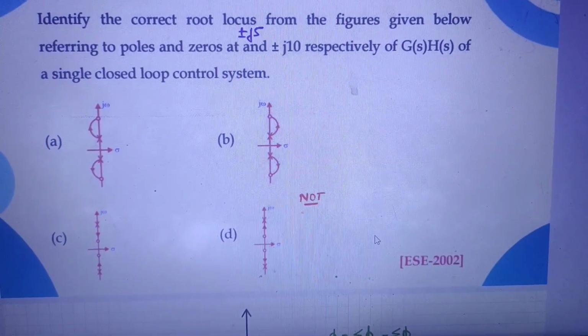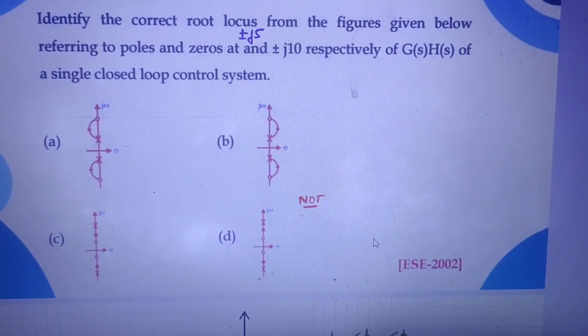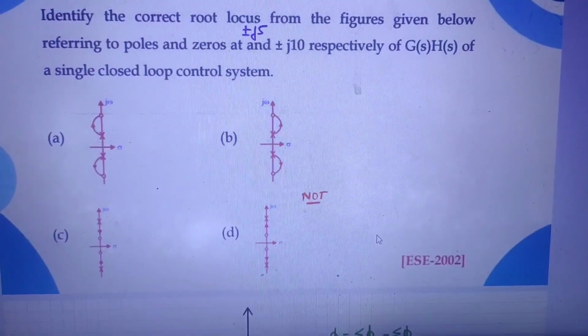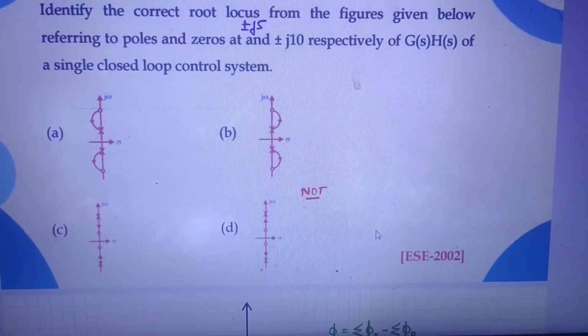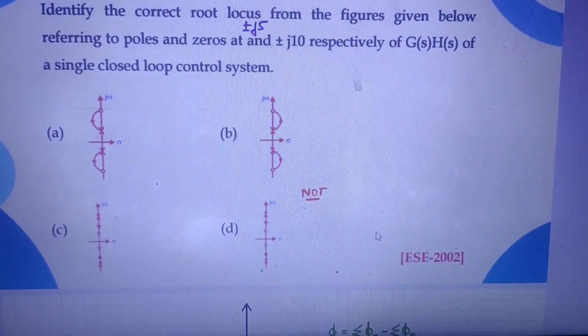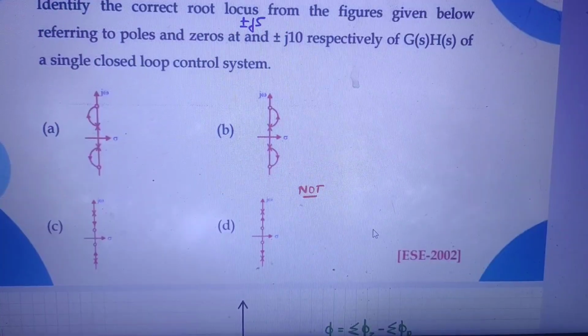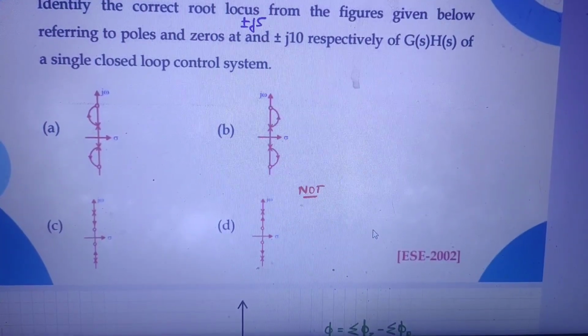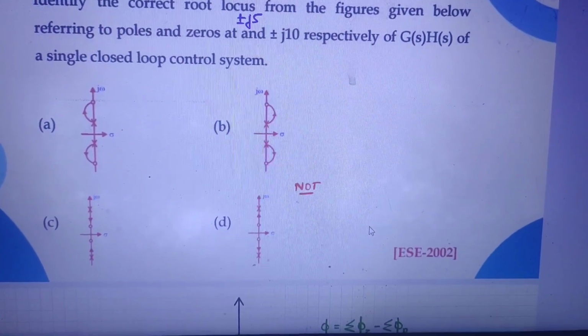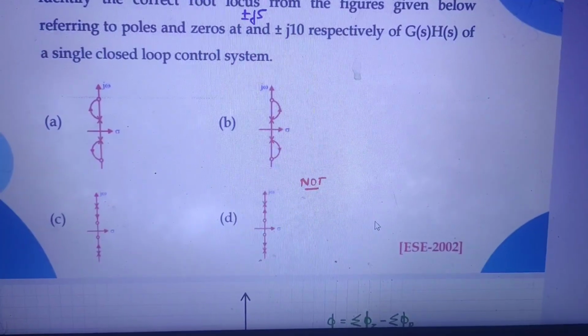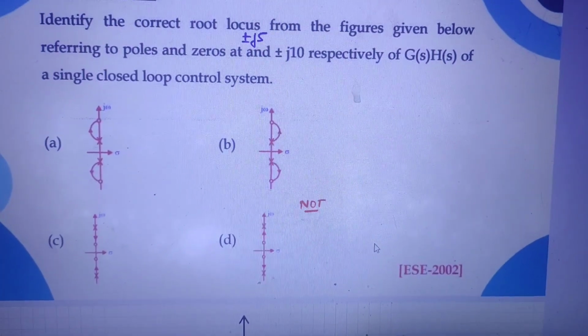Identify the correct root locus from the figures given below, referring to poles at plus or minus j5 and zeros at plus or minus j10, respectively, of G(s)H(s) of a single closed loop control system. Among the options, which is the right answer?